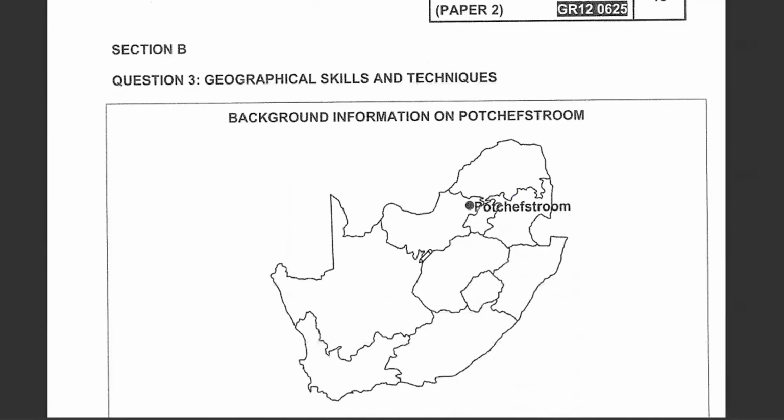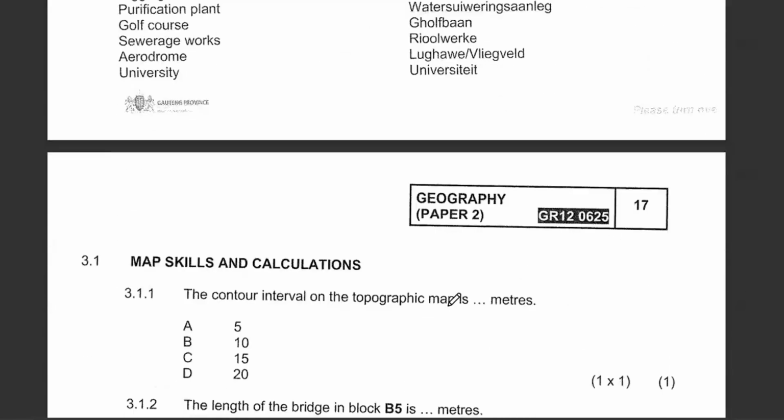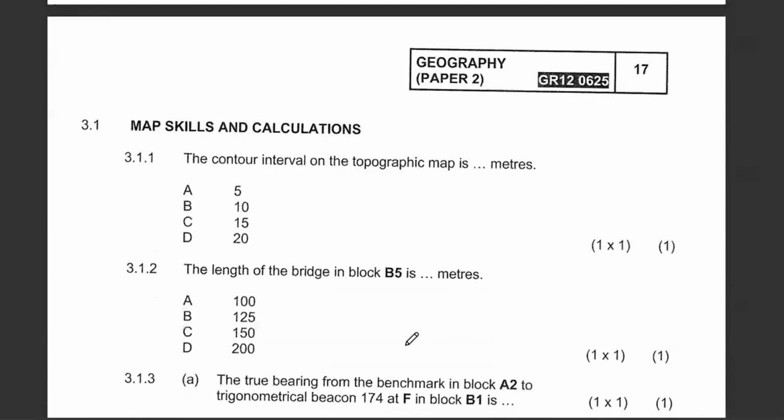We move on to our map skills. We are looking at the map of Potchefstroom. It says Potchefstroom is an academic city in the northwest province of South Africa. It hosts the Potchefstroom campus, Northwest University. Right, that is map information. Right, we go to our questions.